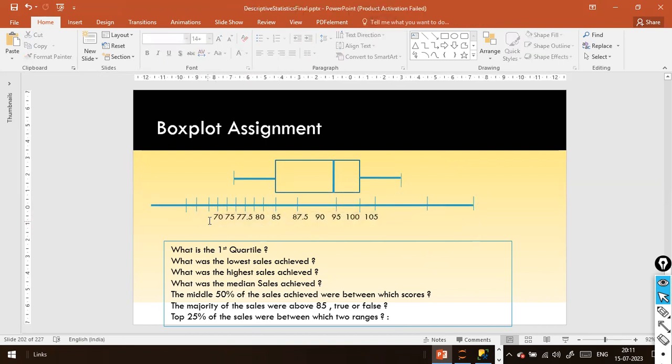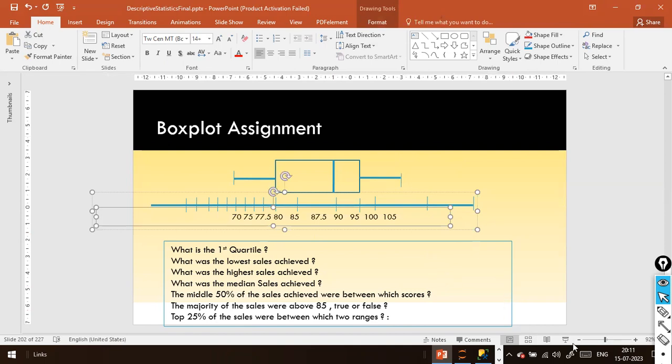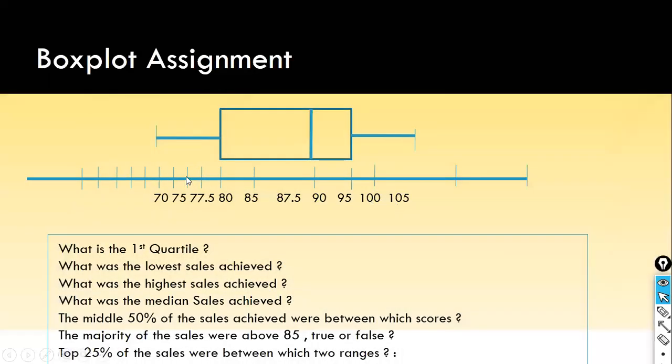Now what is the Q1 value? What is the quartile 25%? This is your Q1 value. This is your Q3 value, 70th percentile. Very good. Thank you. So now what is the first quartile value? All of you type it in the chat only. Give me the answer. Q1.